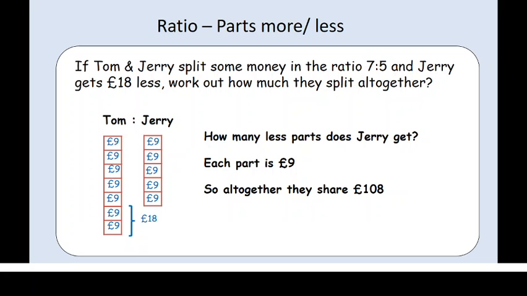Even if you don't write down the boxes, make sure that you know that there was a difference of 2 parts or 2 boxes, which equals 18. So then 1 part is 9, and altogether there are actually 12 boxes or 12 parts, which makes 108.